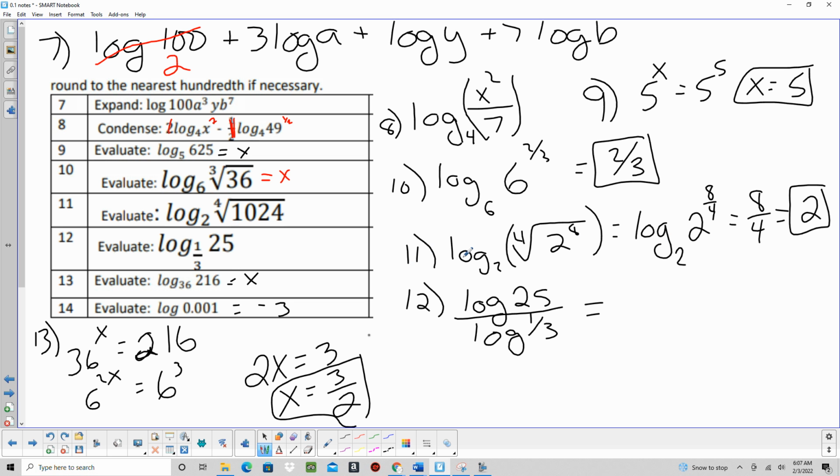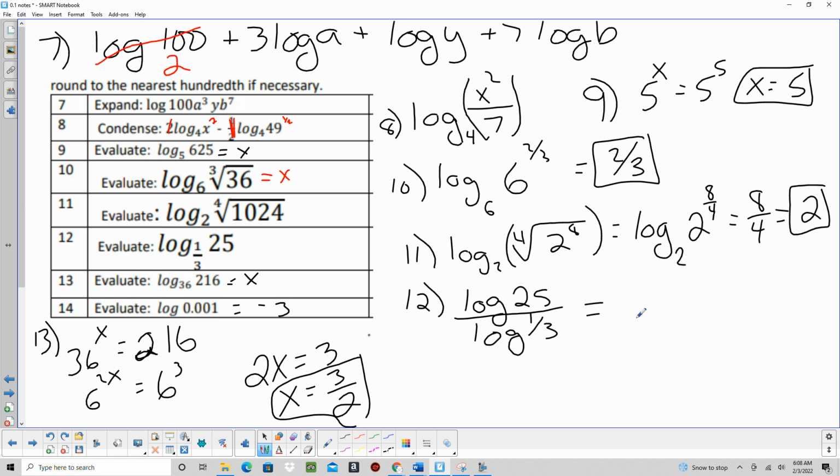Number 11, the 10 to the 24 is 2 to the 8th. So then I wrote that as a rational exponent, 8 over 4. And again, I had the same log and the same base for an exponent. It just becomes 2.